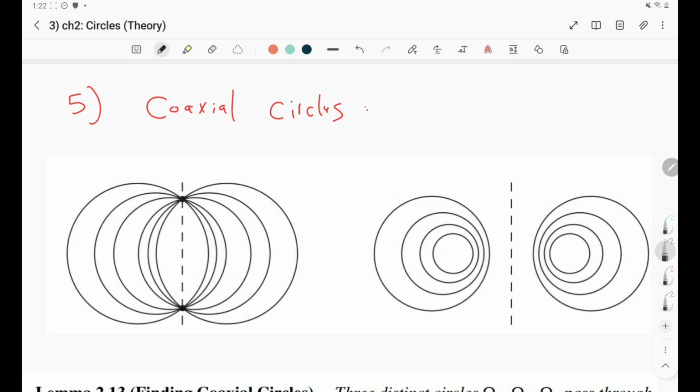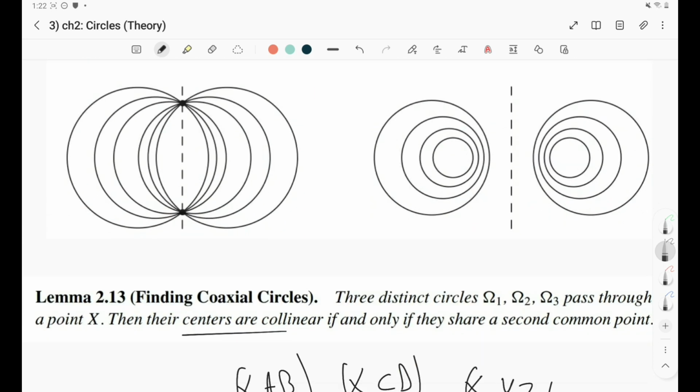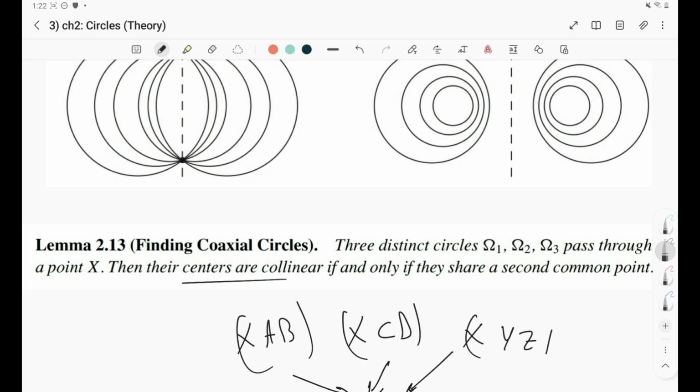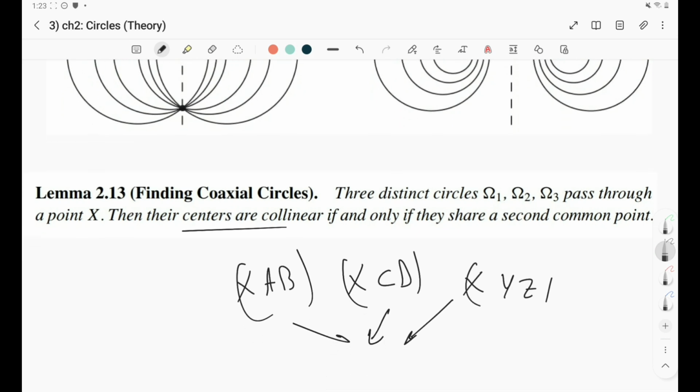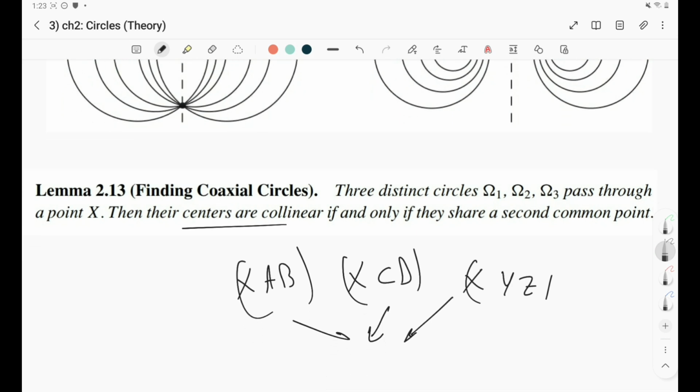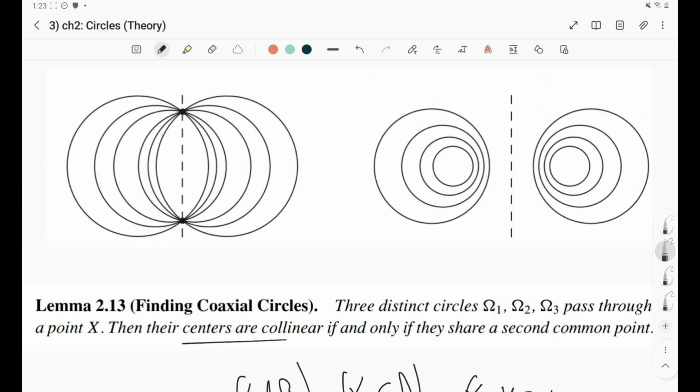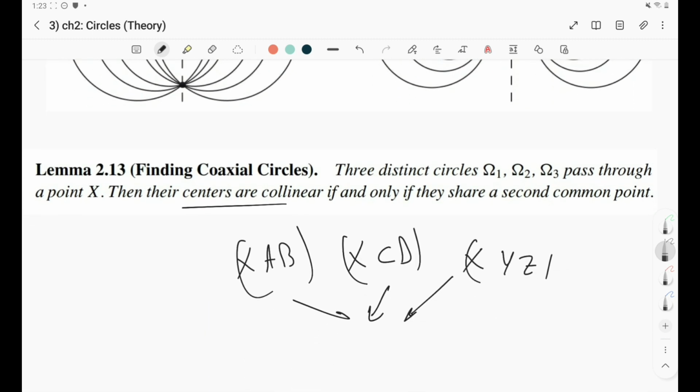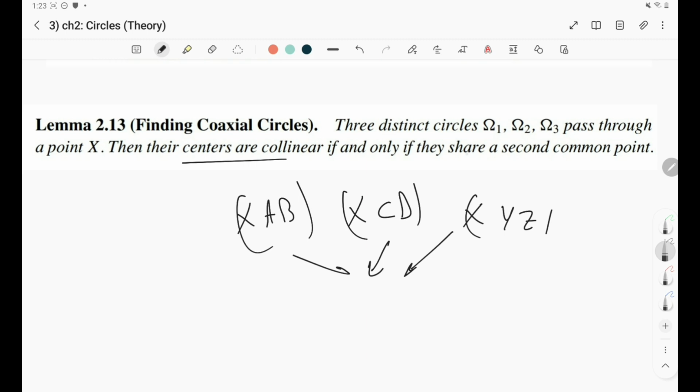Next, we discussed coaxial circles, and we saw that we have this nice property. If many circles pass through a point X, then their centers are collinear if and only if they share a second common point. You can use this to go from centers being collinear to sharing a second common point, and vice versa. Usually you either use it to show that the centers are collinear, or you can guess what this point is, and just prove that it indeed lies on the three of them, right? It depends on the question really.